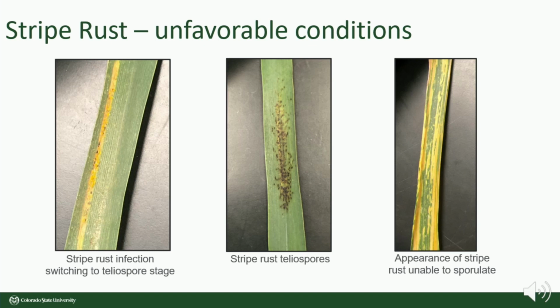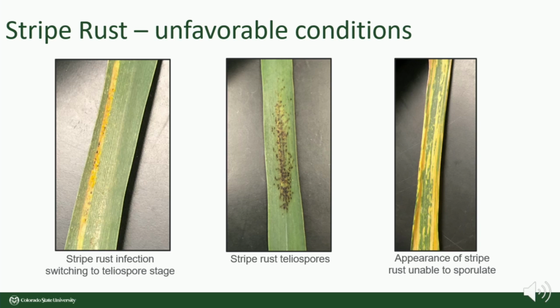These are images of some samples collected in Yuma. On the left, you can see an active sporulation producing urediniospores, with some teliospores starting to form. Urediniospores spread the infection to new wheat plants, and teliospores are produced in the next part of the life cycle and are not infectious to wheat.